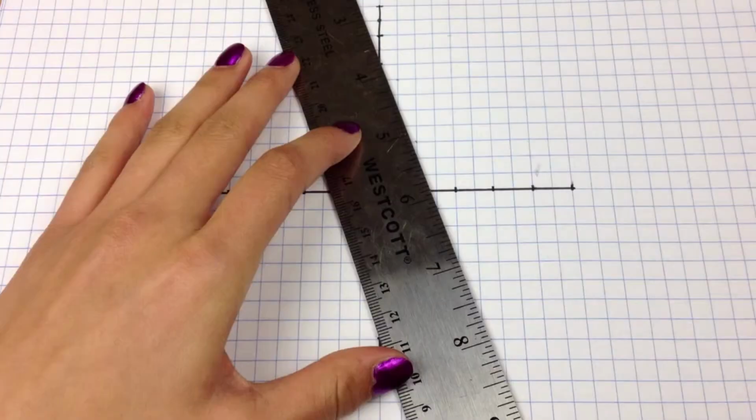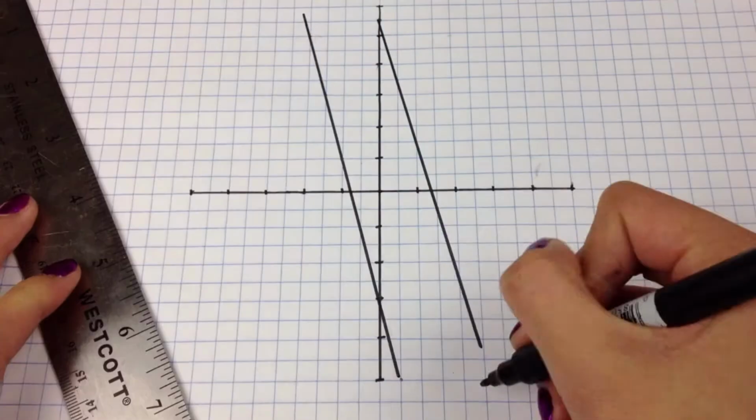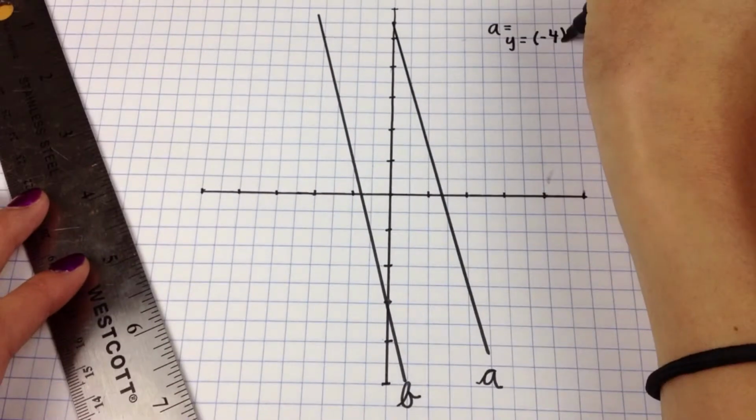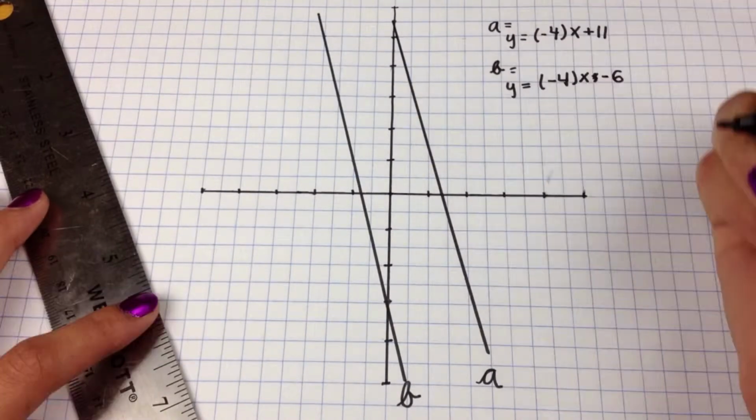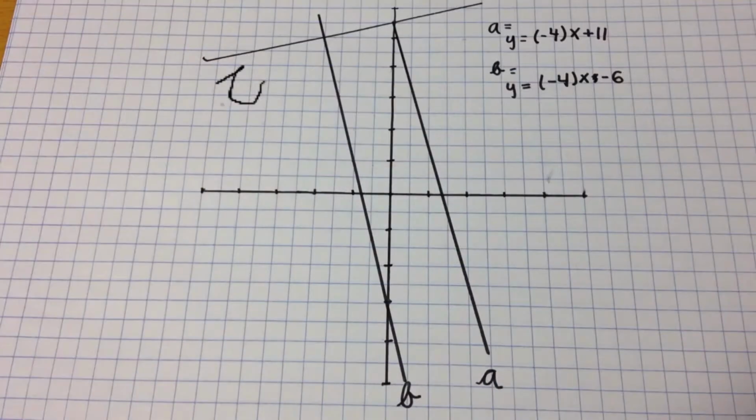Say you have two parallel lines on a coordinate plane. We will label these lines A and B with cursive lowercase letters. The equation of line A is y equals -4x plus 11. The equation of line B is y equals -4x minus 6. In order to find the distance between line A and line B, we will create a line that is perpendicular and goes through the y-intercept of line A. We will label this line C.